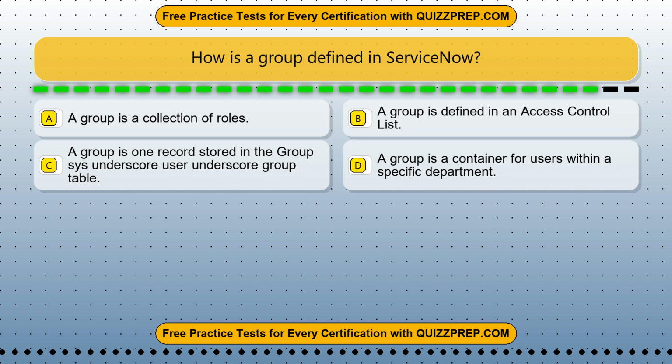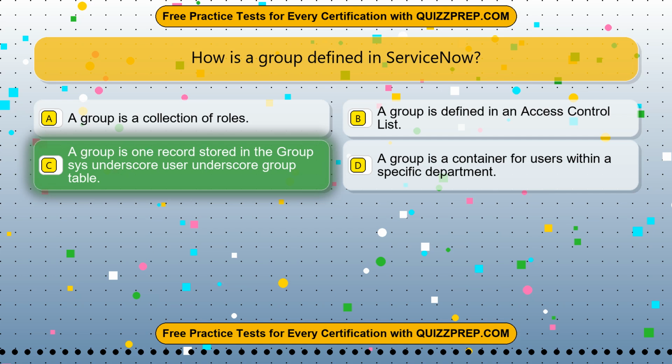Question 7. How is a group defined in ServiceNow? Option A. A group is a collection of roles. Option B. A group is defined in an access control list. Option C. A group is one record stored in the group sys_user_group table. Option D. A group is a container for users within a specific department.